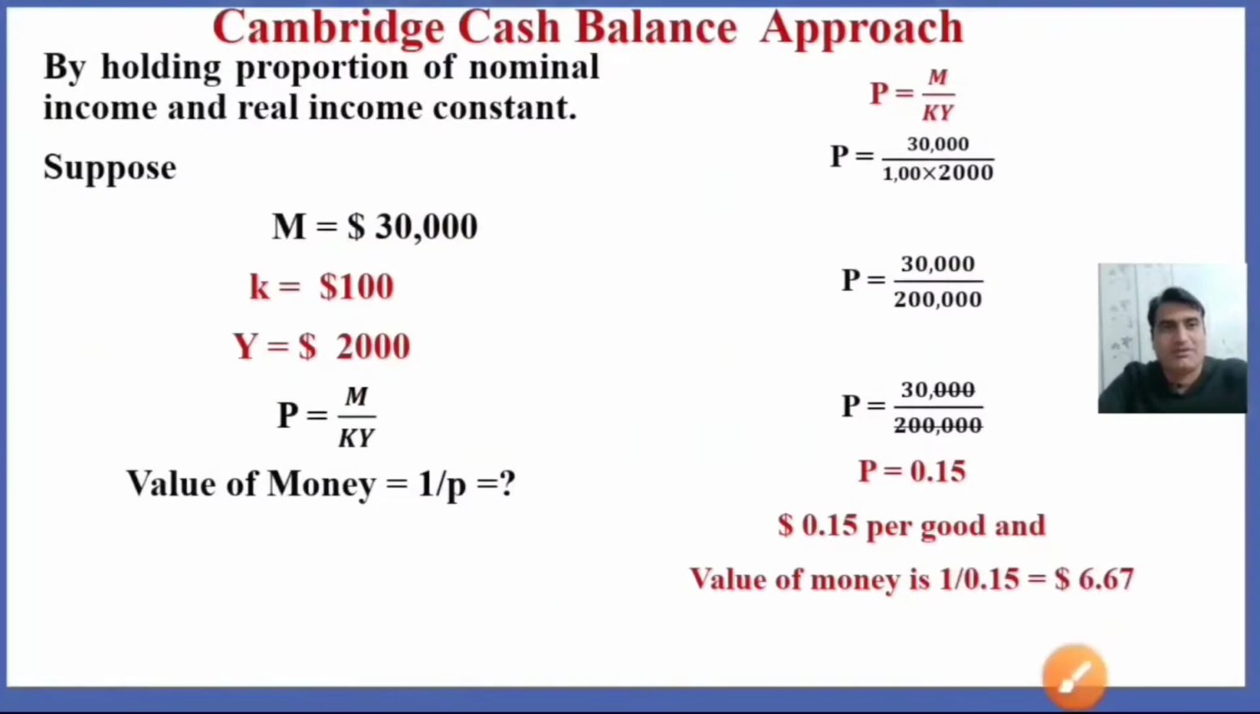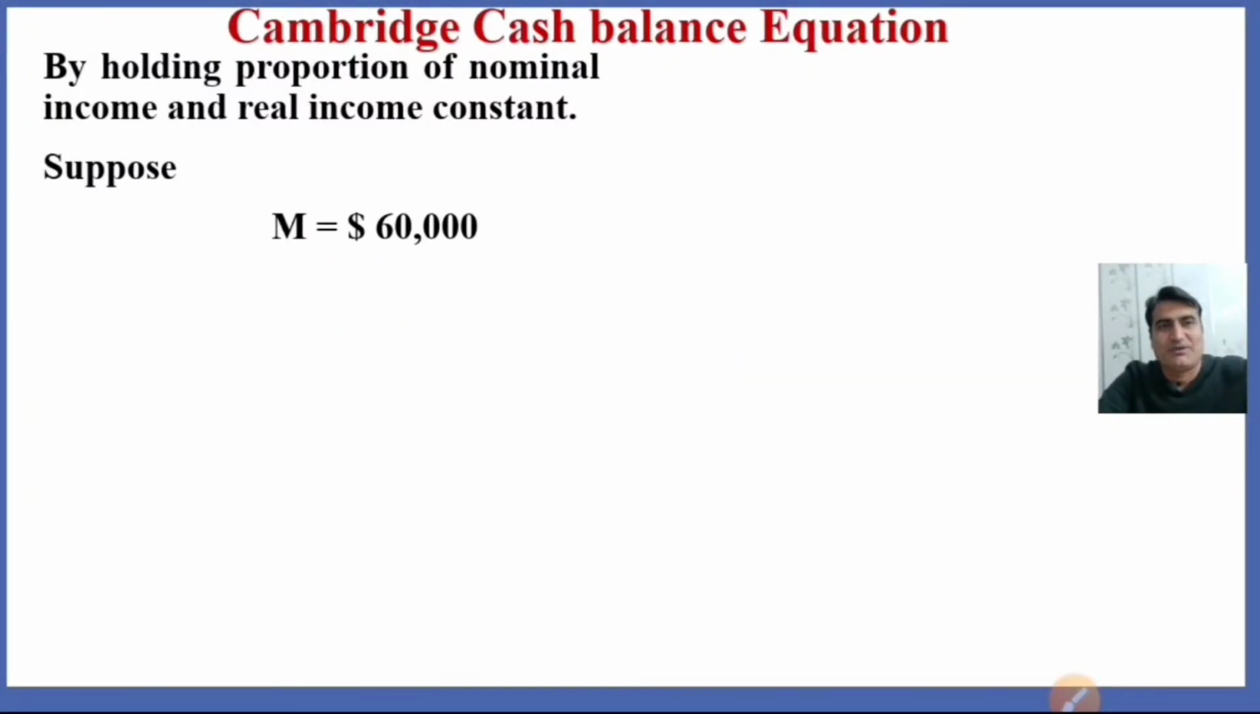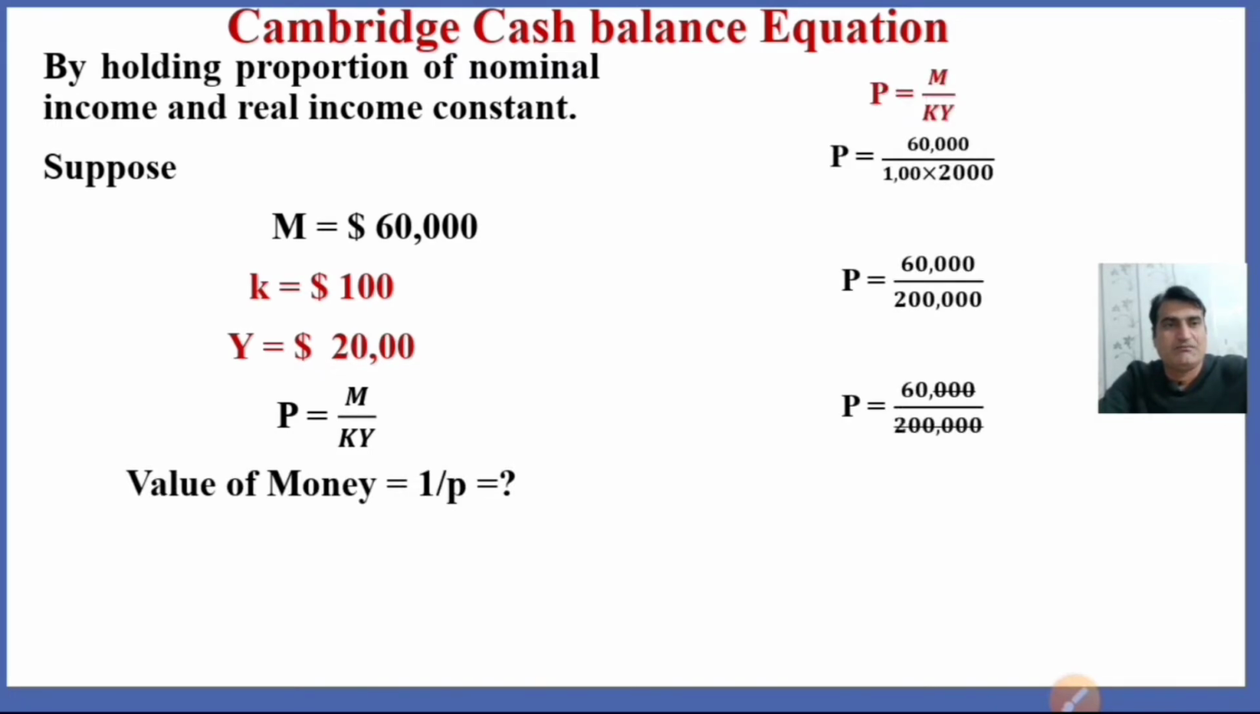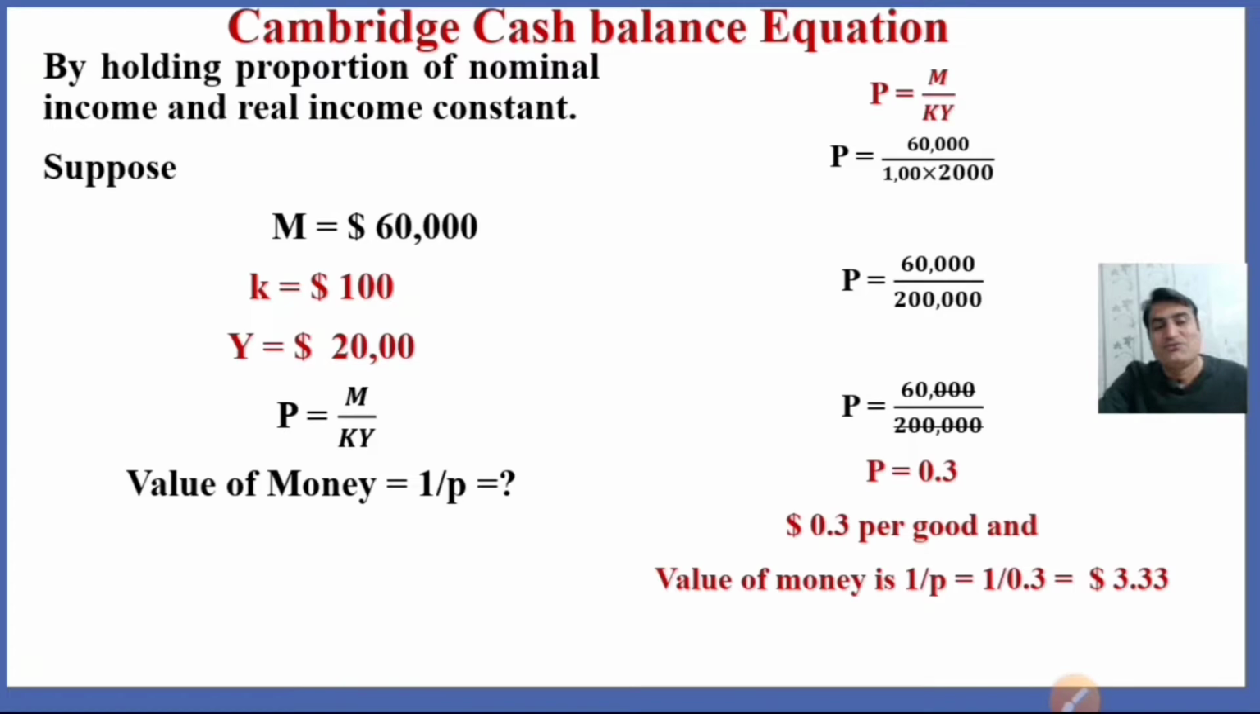We will observe now. Suppose now money supply has been increased from $30,000 to $60,000 and the K, the proportion of the nominal income, that is $100, remains constant. Real income is $2,000. So by using the Cambridge equation, putting these values in the given equation, you can see here that the price is now double, that is $0.3 per good, and the value of money became half. So note here that the Fisher equation of exchange states that if the quantity of money is doubled, the value is half and the price is also double.